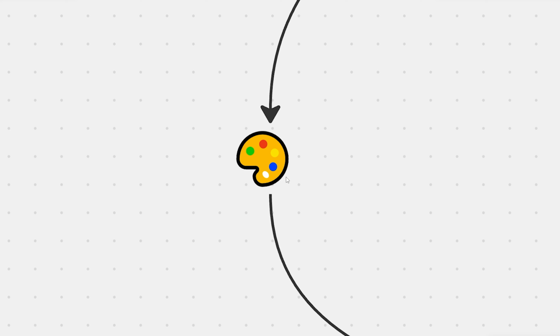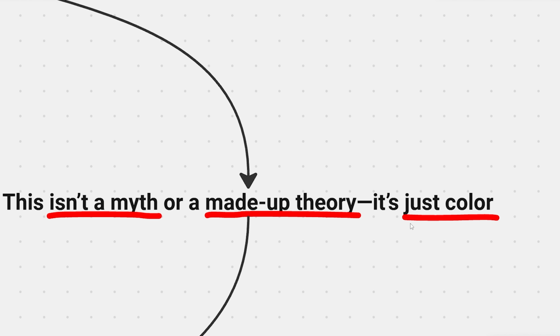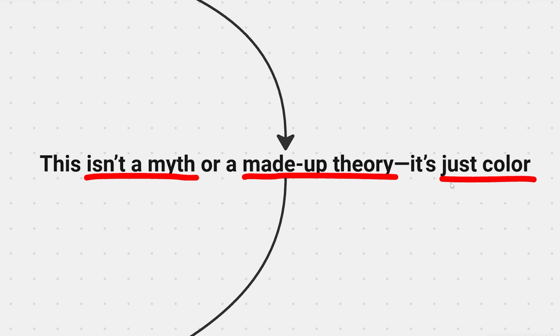But what if I told you that for the most part, color in the frame determines whether people will watch your videos or not? And what if I told you that the colors in your frame directly influence how many views your video will get? This isn't a myth or a made-up theory, it's just color, and it affects how people perceive your videos.